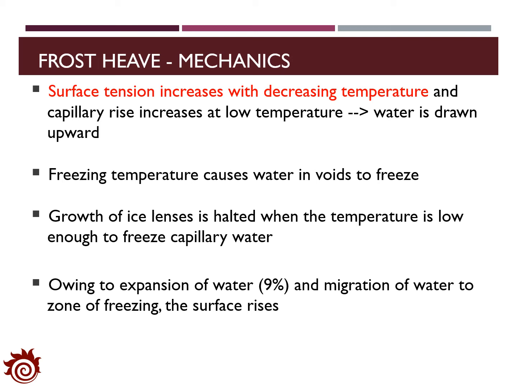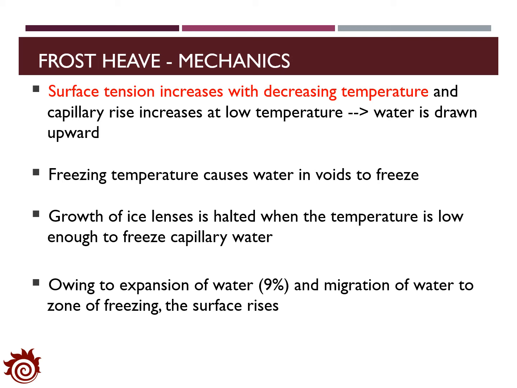First, we know that the surface tension of the pavement will increase with decreasing temperatures. At the same time, at low temperature, the capillary rate increases. It will bring more water from downward to upward. When the temperature is reduced to the freezing temperature, the water in some large voids will freeze, and the ice in the voids will further suck water in and form large pockets of ice. The growth of the ice lens is halted when the temperature is low enough to freeze the capillary water.